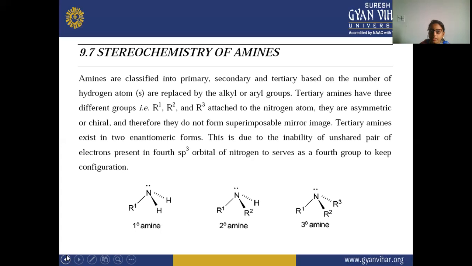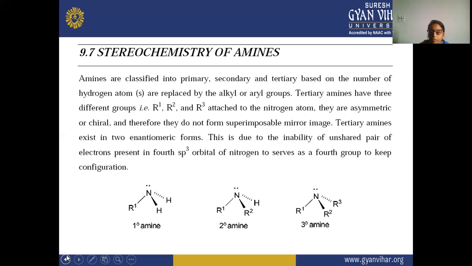They are classified or divided into types based on the number of hydrogen atoms that have been replaced by the alkyl or the aryl group. In the case of tertiary amines, there are three different groups, R1, R2, and R3, that are attached to the nitrogen atom.